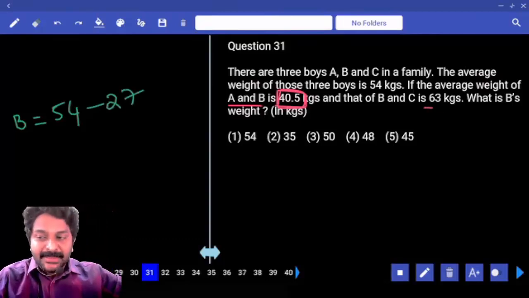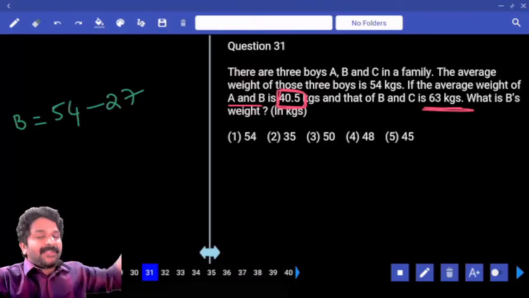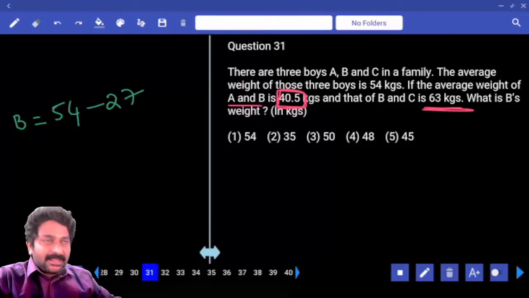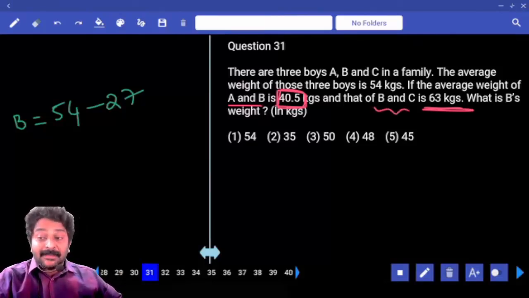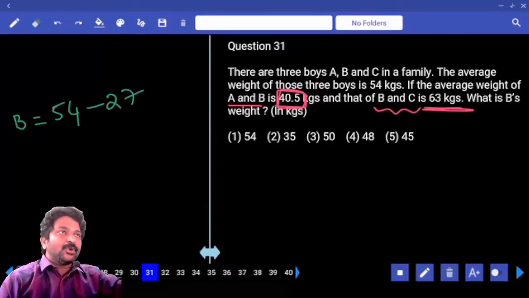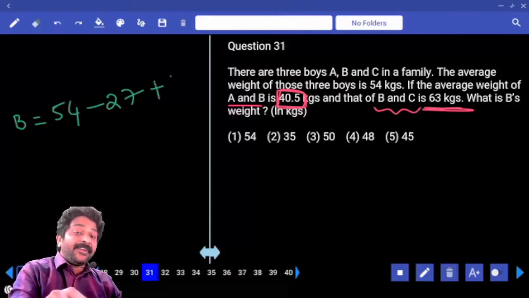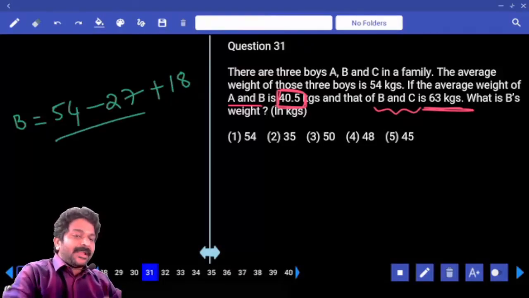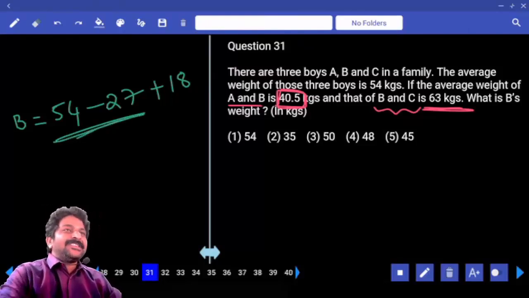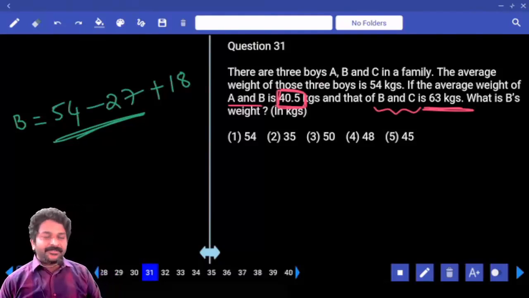Next, average of BC, how much is it? 63. With respect to original average, is that more or less? More. How much more? 9. How many numbers are there? Two numbers together, it will be 18 more. Direct effect, so we directly add 18. Is that okay? 54 minus 27, that is 27, plus 18 is 45, fifth option.